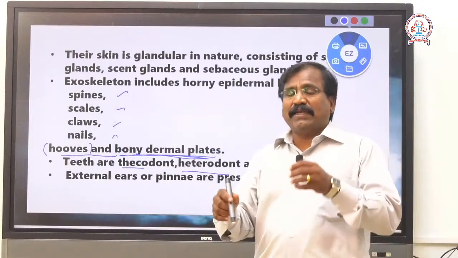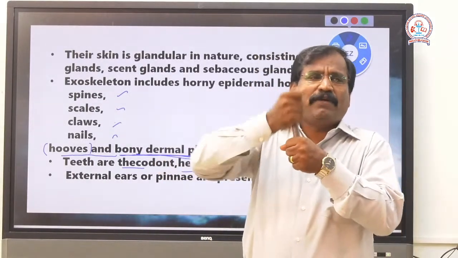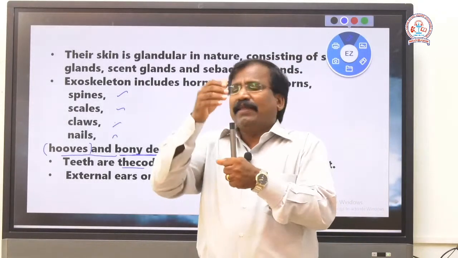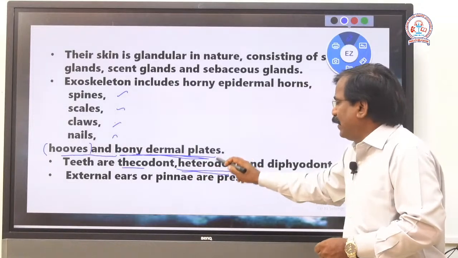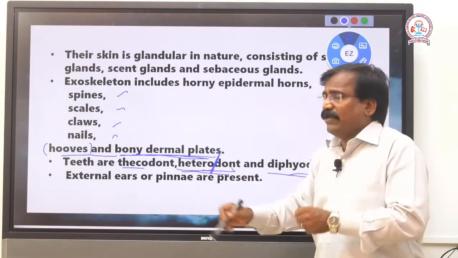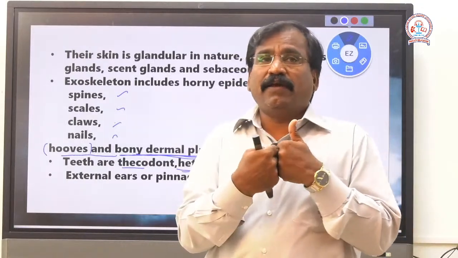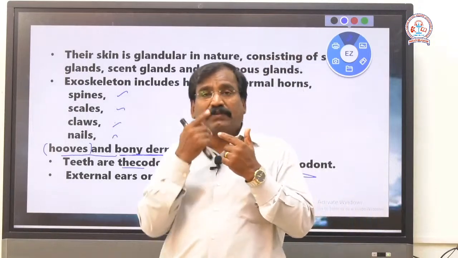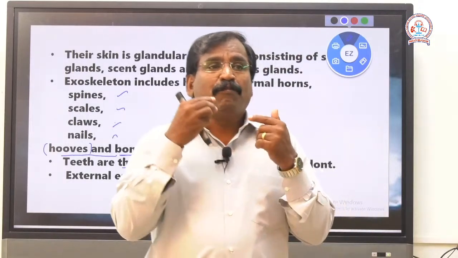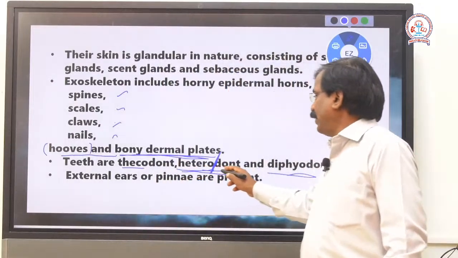Thecodont, that is the teeth are fit into sockets in the jaw bone, fixed, unable to separate easily. That is thecodont, fit into a chamber. Heterodont: dentition, hetero means different types based on function and structure. Cutting teeth, incisors; tearing teeth, canines; grinding teeth, premolars and molars, different types of teeth.